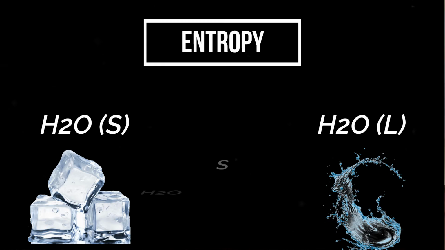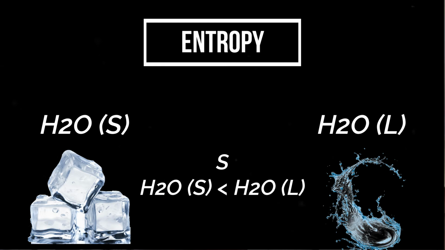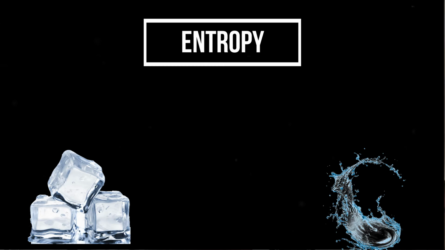Take for example ice and water. Water has higher entropy than ice because it is a liquid state of matter. The molecules of liquid have more freedom in space than the molecules of solid, which are compact. So, solids have lower entropy than liquids because their molecules are more orderly.